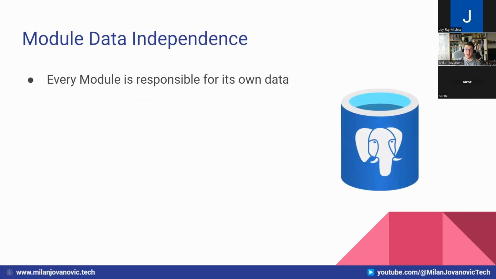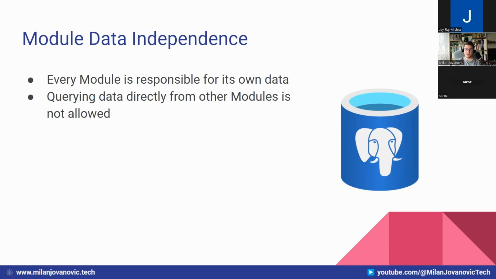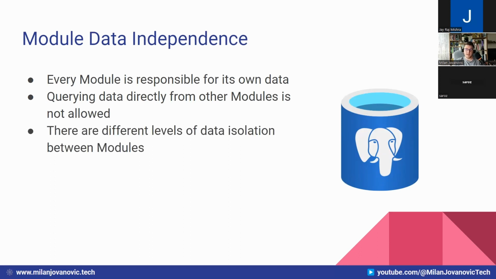And the third challenge that I mentioned was solving data independence between modules. So every module is responsible for its own data. This is very critical. Querying data directly from other modules is not allowed because this is going to introduce coupling between your modules. So you should not be doing this. And then there are different levels of data isolation between modules.